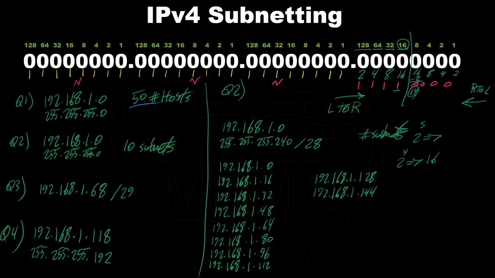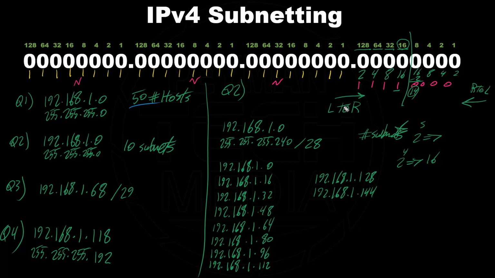So to quickly recap question number 2, they gave us the network address and the default subnet mask, and they said we need 10 subnets. So what we did, writing down the network address and then going through the default subnet mask, because this is class C, we know the default subnet mask is 255.255.255.0. So that's 24 bits of 1. And these are the 24 bits on. And this is the cut line here.